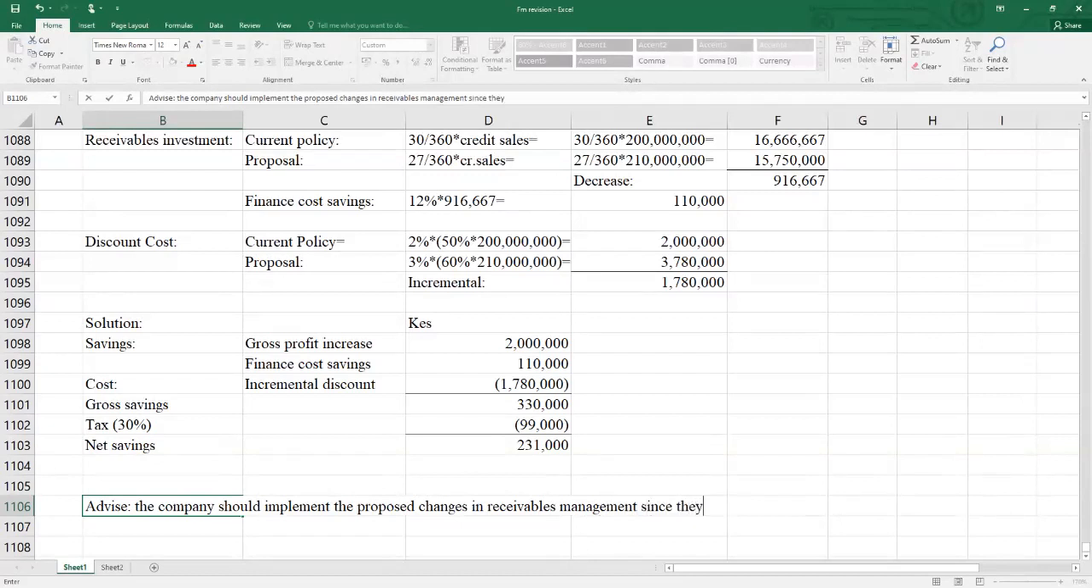since they will yield an annual net saving of 10 shilling from your workings now to that 1,000. Okay, this needs to be there because you're advising the company, so you can't just do the financial analysis and forget to advise the company. You need to be quite visible.